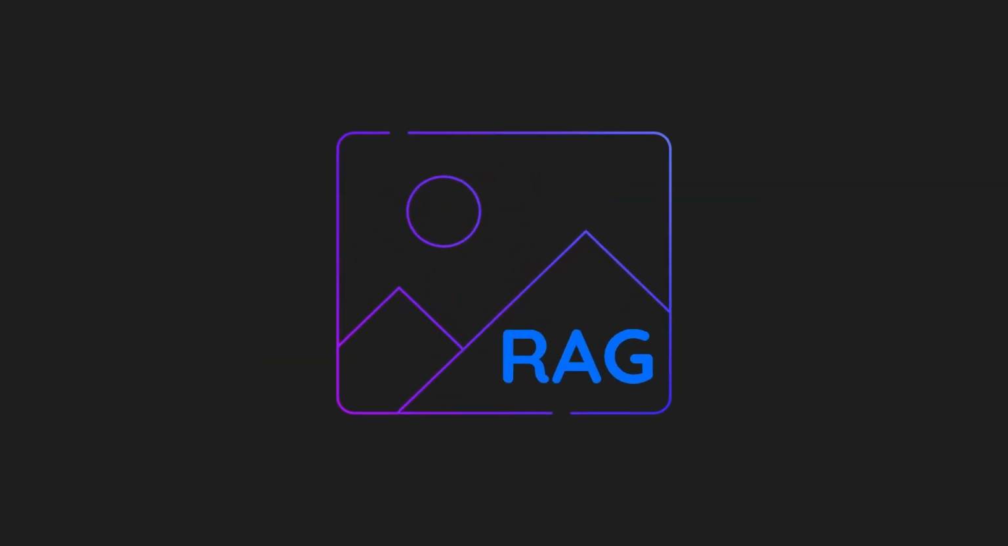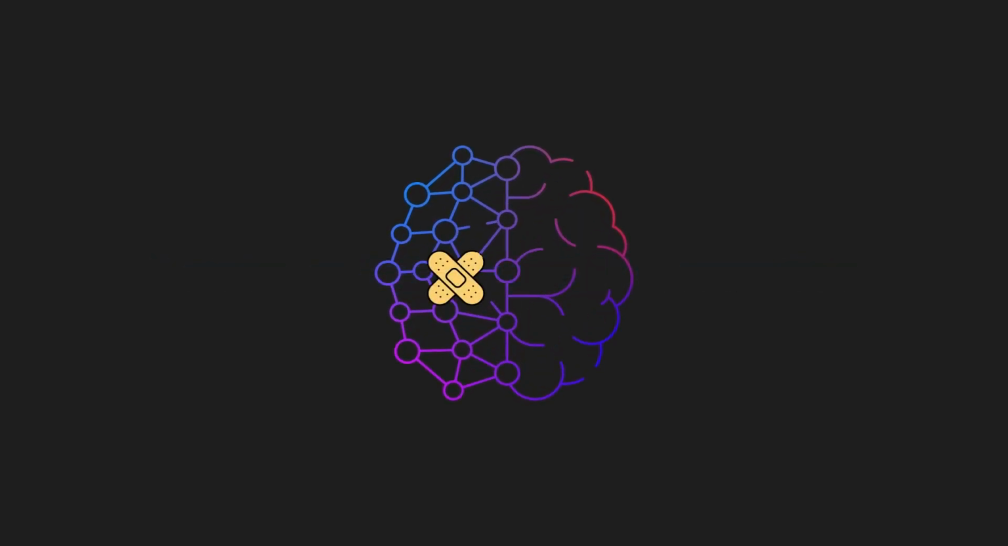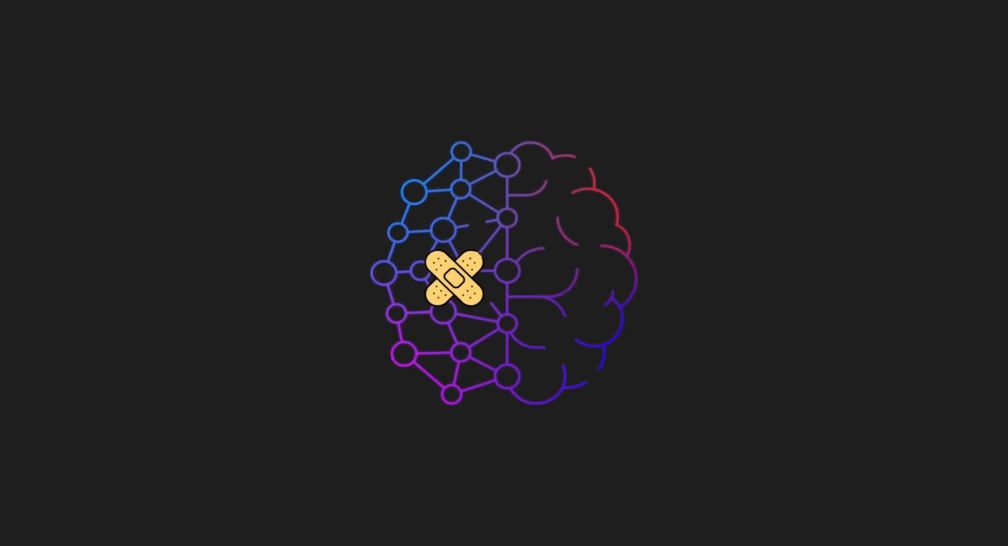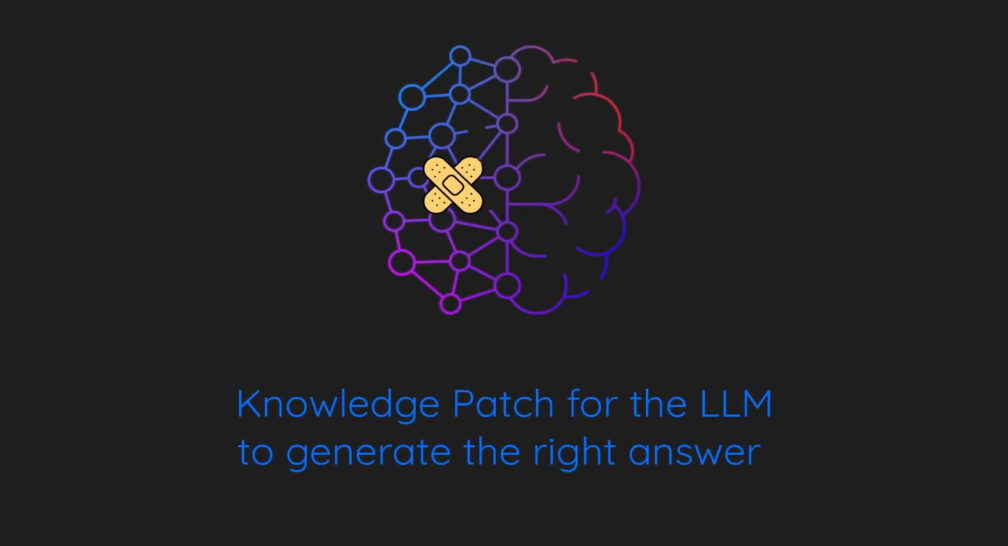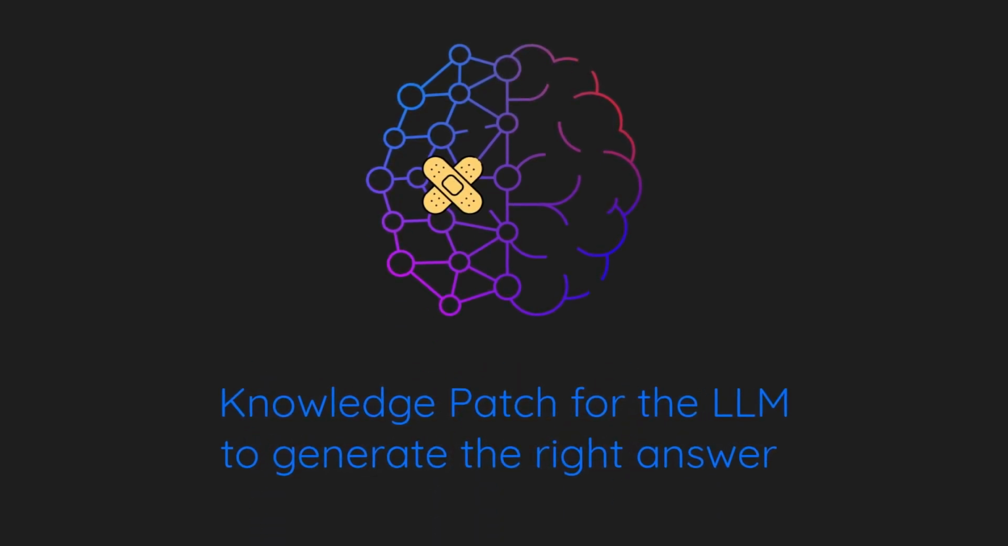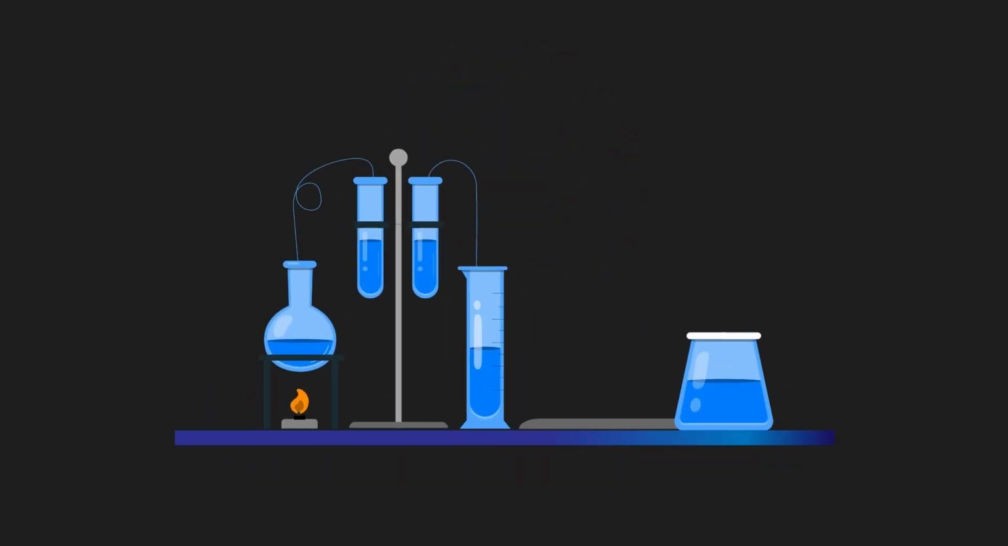This is where RAG comes into the picture. RAG, which stands for Retrieval Augmented Generation, patches the knowledge gap of the LLM to generate the right answer to a user's question. So very high level, RAG can be seen as a knowledge patch for the LLM to still provide the correct answer, even though the topic of the question wasn't part of the dataset that the LLM was trained on. But how does this exactly work? That's what we're going to discuss in this video. We're going to see what exactly happens when we RAG an LLM.